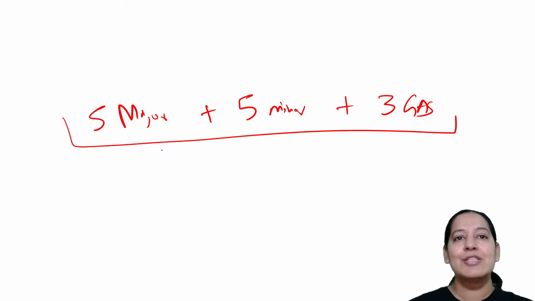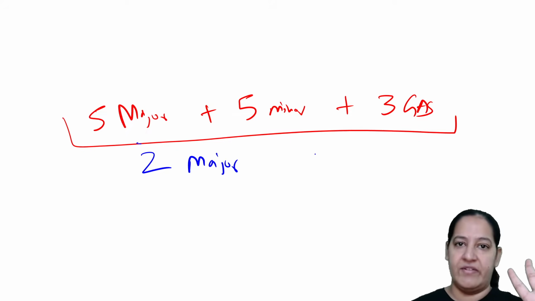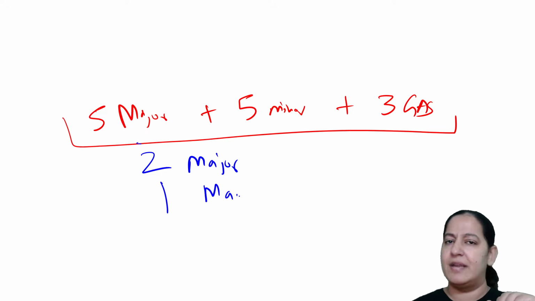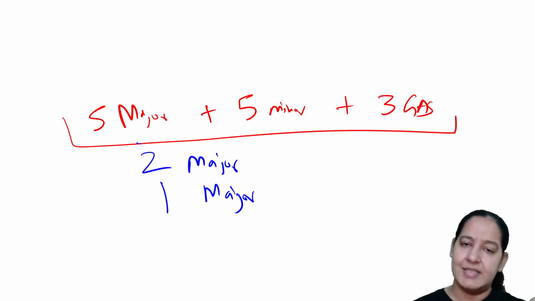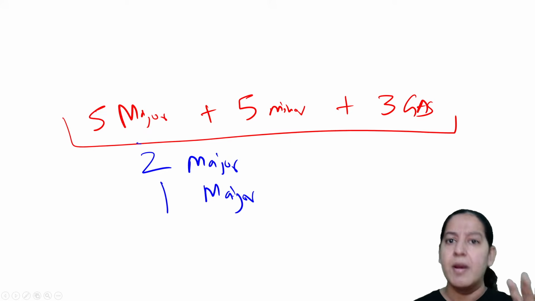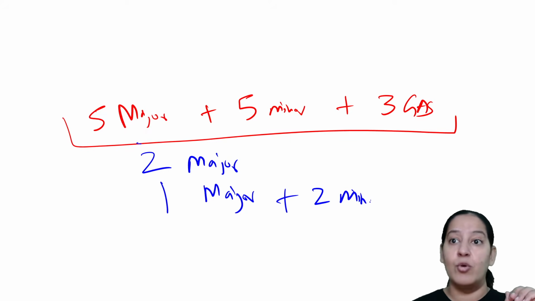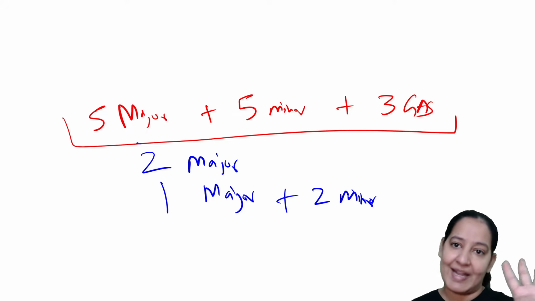So how many? Either 2 major are present out of the 5 major, so you will say the child is having rheumatic fever. If not 2 major, if out of the 5 major only 1 major is present, anyone can be present, either rheumatic heart disease or carditis or erythema marginatum, along with 2 minor. At least 2 minor should be there. If more, it's good, but at least 2 minor.